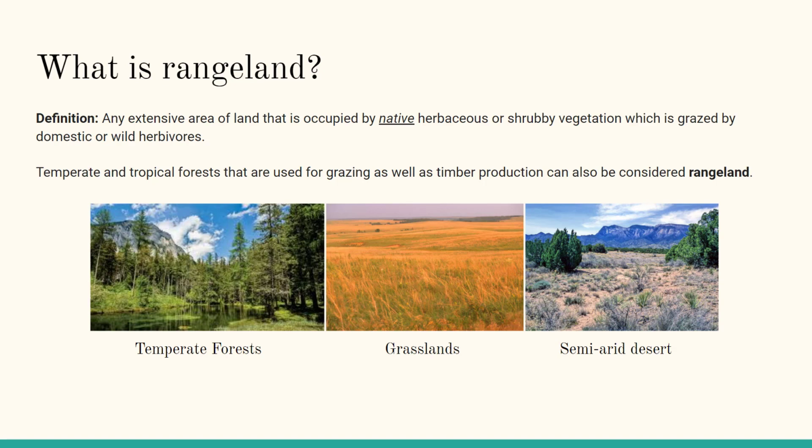The definition that we're going to use in this class is that rangeland is any extensive area that is occupied by native herbaceous and shrubby vegetation that is grazed by domestic or wild herbivores. These rangelands can look like temperate forests in high alpine areas, rolling grasslands of the Midwest, or semi-arid landscapes like in the Southwest.